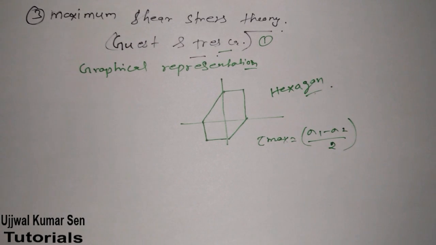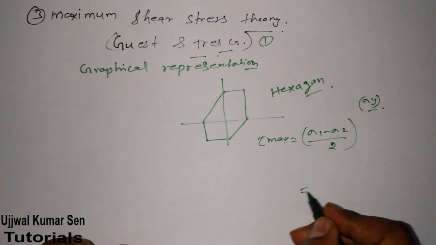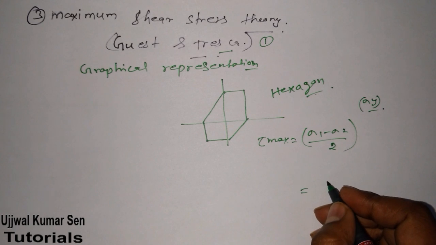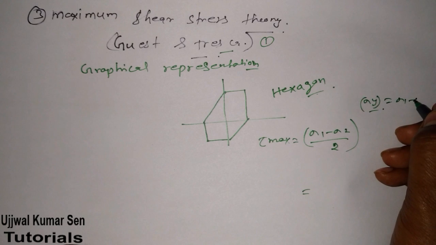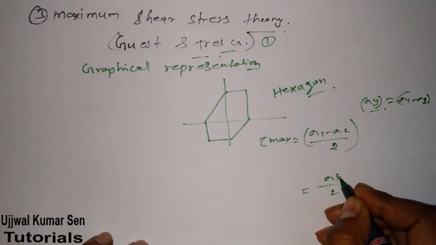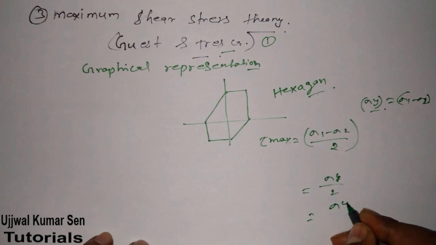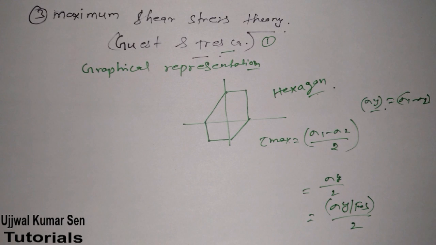Now most important, if we are considering factor of safety, then what do we have to do? Suppose this is sigma y, right? Sigma y is equal to, suppose, sigma 1 minus sigma 2, so it will become sigma y by 2. With factor of safety, it will be sigma y by FOS by 2. FOS means factor of safety.